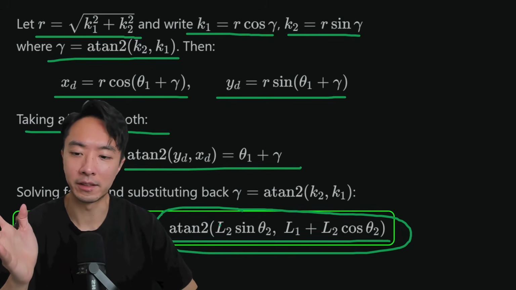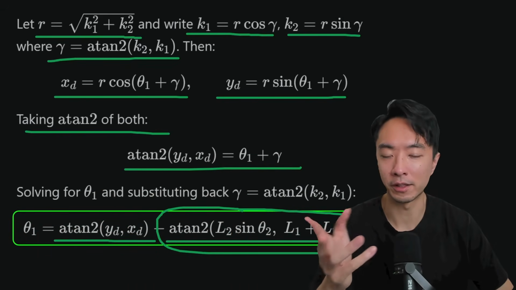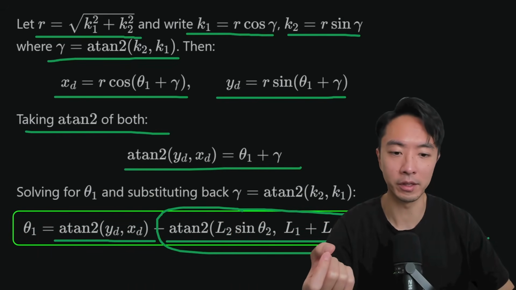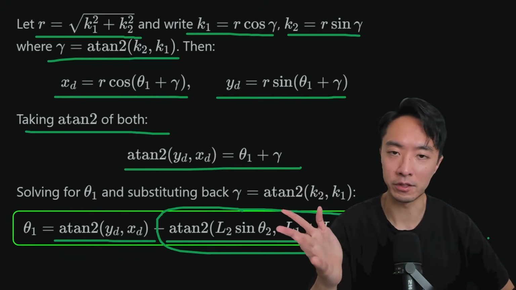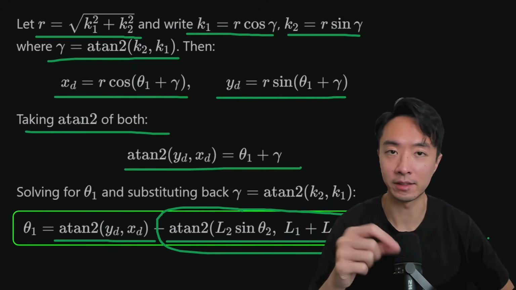So basically the idea is we have everything we need, right? Because we solved for theta 2, and now our last variable is theta 1. So we have the equations for theta 1 and theta 2 given our tool end position xd and yd.